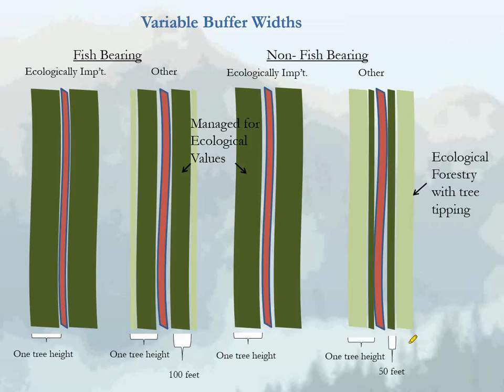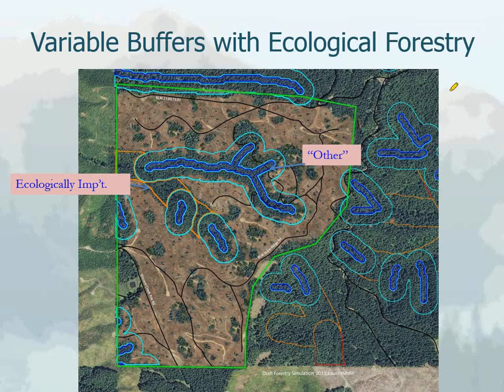And that translates into a 1 tree height buffer, a 150-foot buffer in important areas for fish or not important areas for fish in a fish-bearing stream, or if it's not fish-bearing, a 1 tree height buffer if it's ecologically important, and a much narrower buffer, 50 foot, that's our 15-meter buffer, if it's not ecologically important in a non-fish bearing. So I encourage you to look at that when it comes out. It should be out pretty soon. I saw the proofs just the other day.